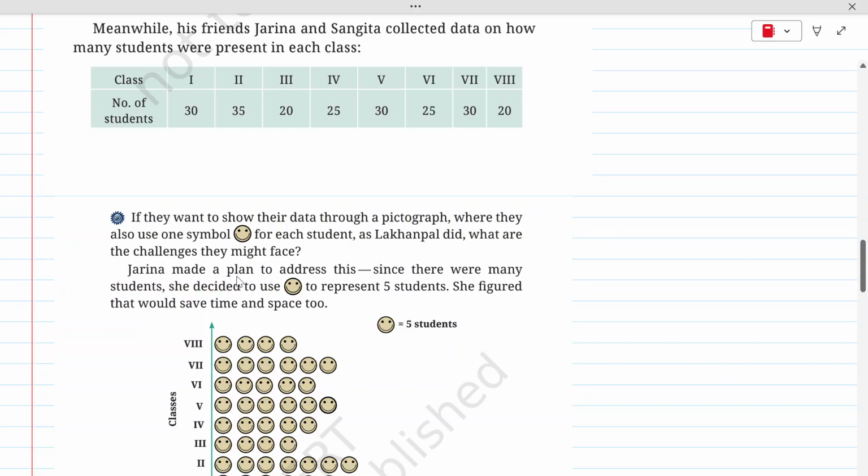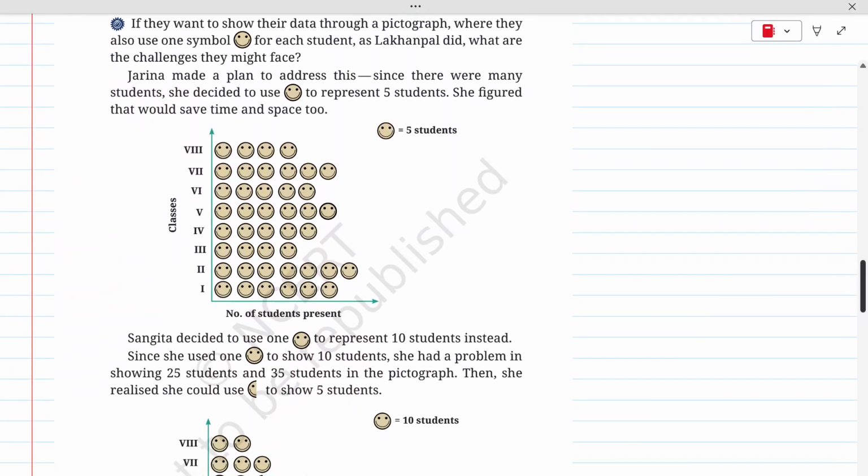So Zarina made a plan to address this. Since there were many students, she decided to represent one smiley as 5 students. So this is what she has done. She is now representing one smiley with 5 students. So she figured that this would save time and space also, right? So this is what we have discussed.